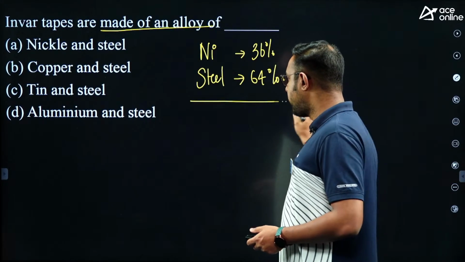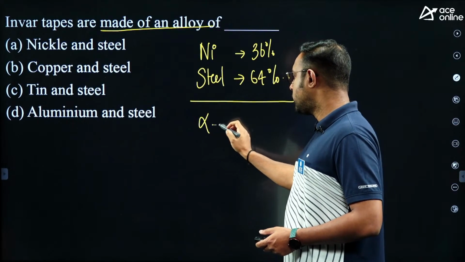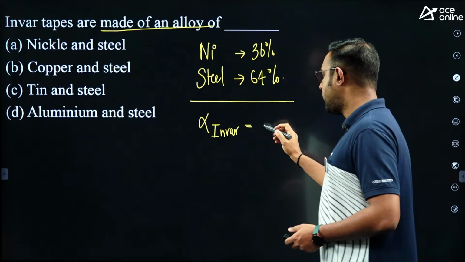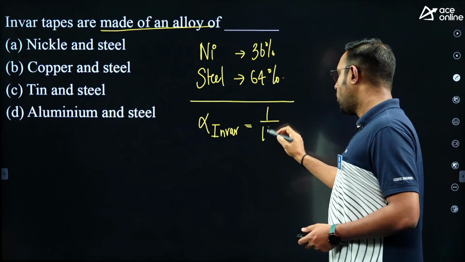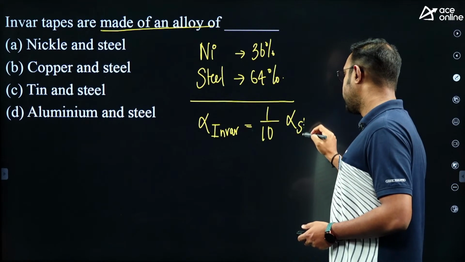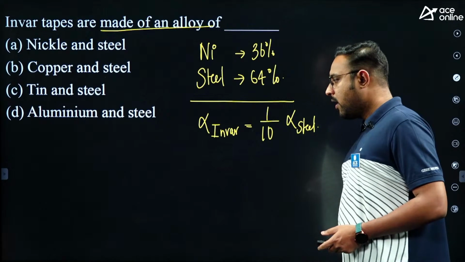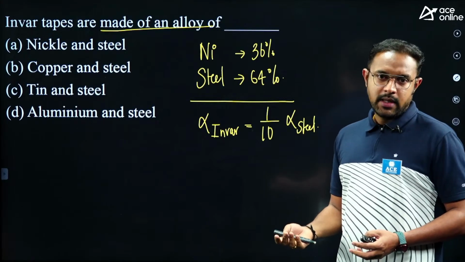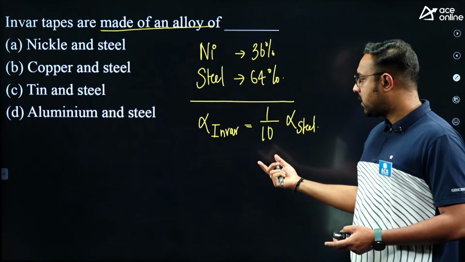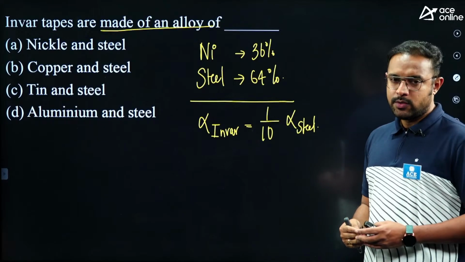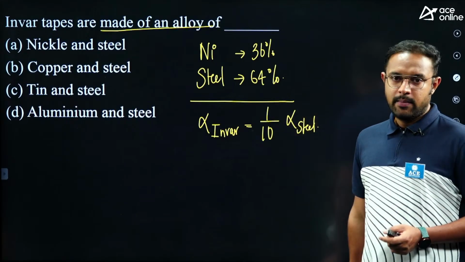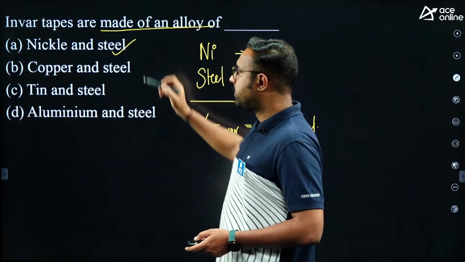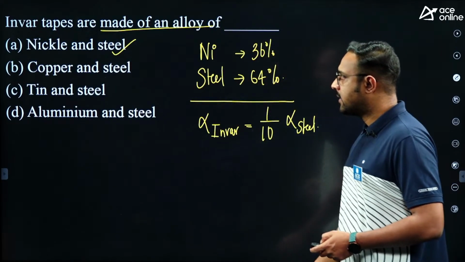Now what is the advantage of Invar? Please remember the coefficient of thermal expansion of Invar. The coefficient of thermal expansion of Invar is only 1/10 of the coefficient of expansion of steel. That means if steel expands by 10 centimeters in a given temperature range, for that same temperature range, Invar will expand by only how much? It will only expand by 1 centimeter. So it's an alloy of what? Nickel and steel. That is the correct answer.